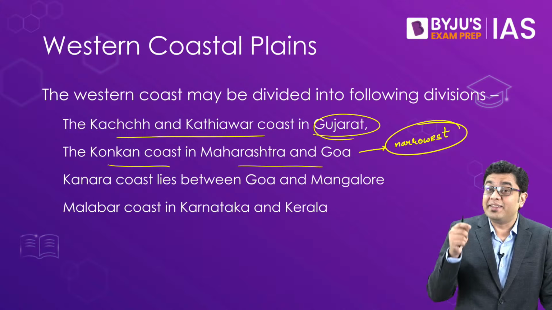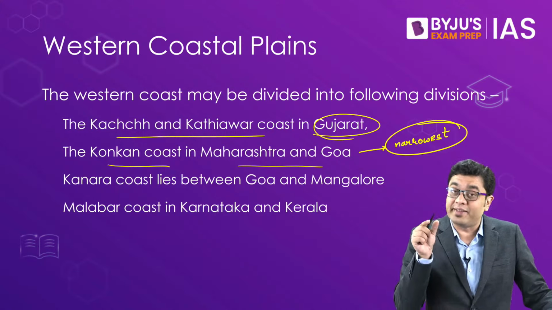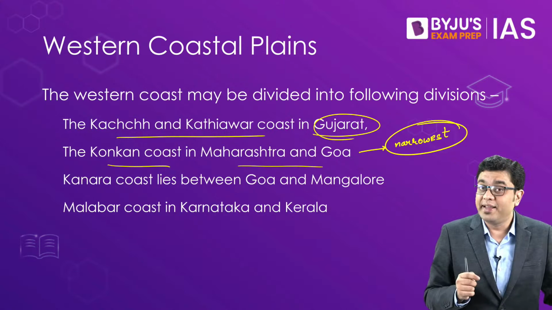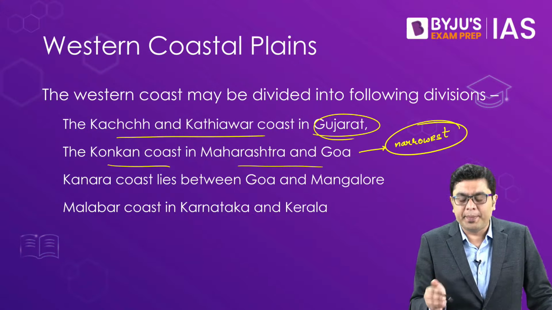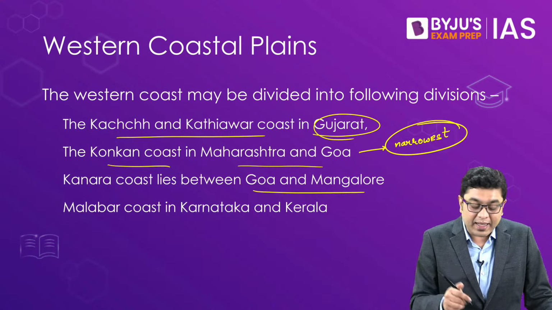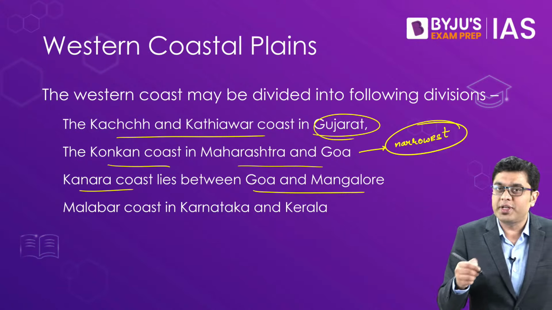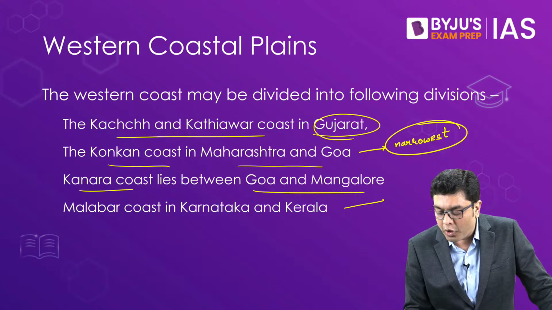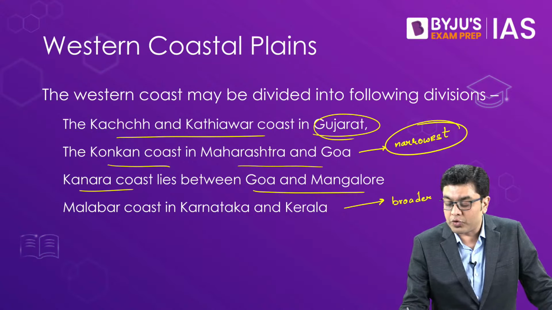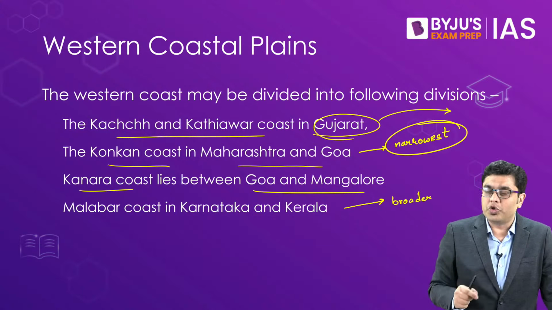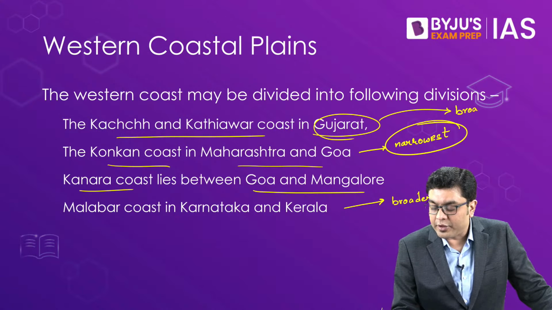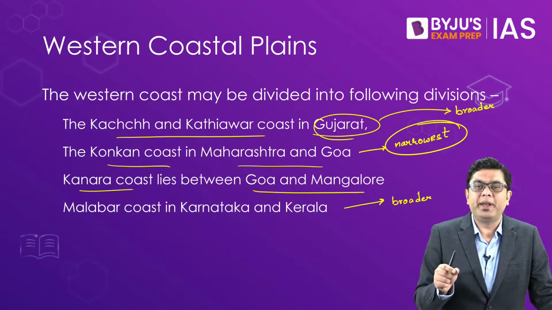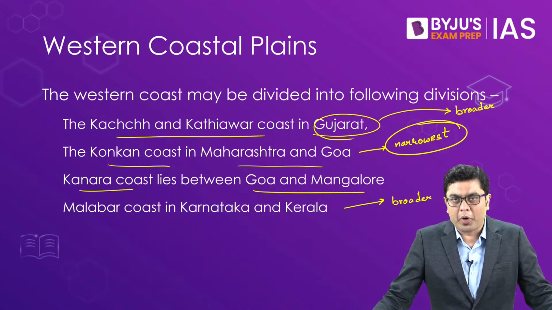That means there is very little space left between the Western Ghats and the Arabian Sea. Again, it slightly broadens between Goa and Karnataka, which is referred to as the Kanara coast, and then eventually it becomes broader again in the region of the Malabar coast or the Kerala coastline. So, the western coastline indicates a kind of physiography where it is broader at the top, narrower in the middle, and again broader at the bottom.